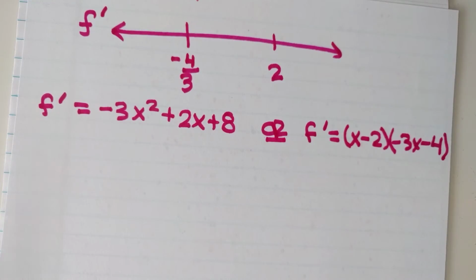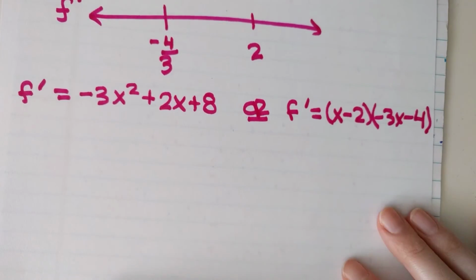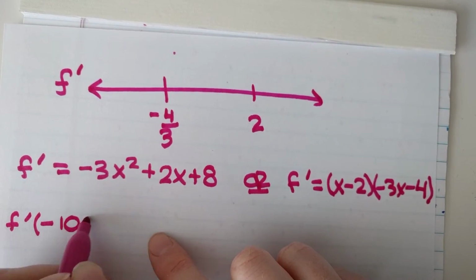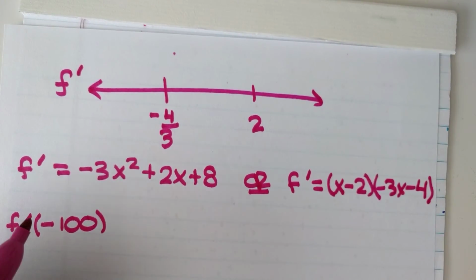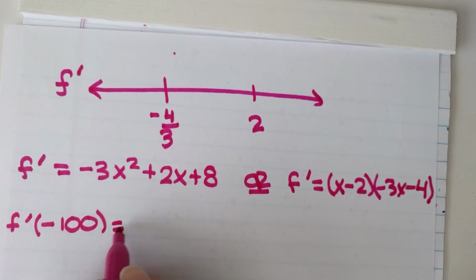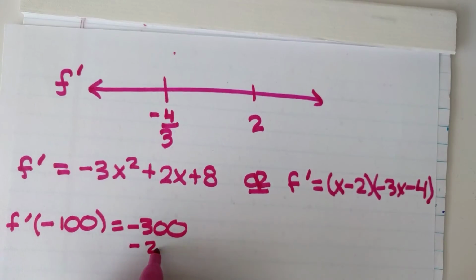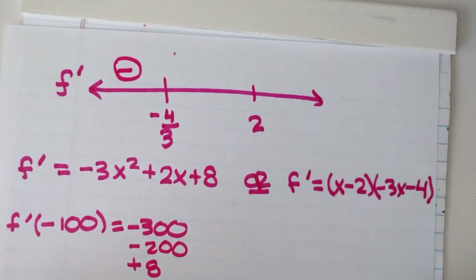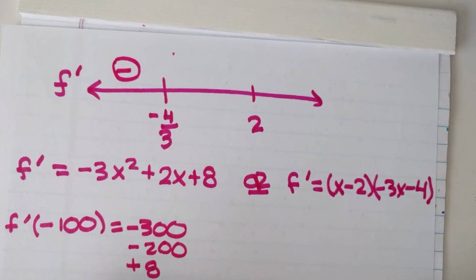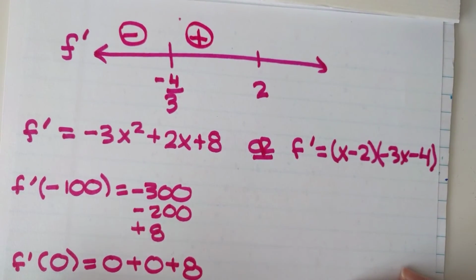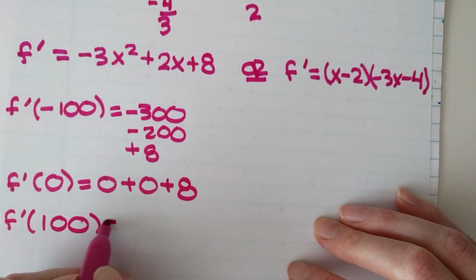Remember, the whole goal here is just to find the sign that we have for the derivative at each of these intervals. So in this particular instance, for example, I might plug in, let's say, negative 100. And if I plug in negative 100, I'm going to get negative 300 here plus 200, negative 300 minus 200 plus 8. And so that's really going to give us a negative number. If I plug in 0, I'm going to have 0 plus 0 plus 8. So that gives us a positive. And if I plug in, let's say, positive 100, I am going to get a negative.